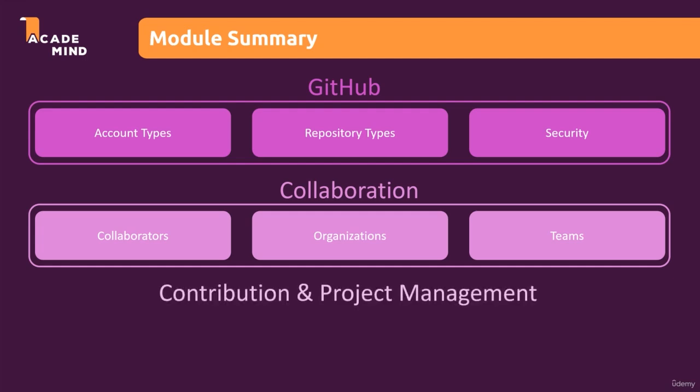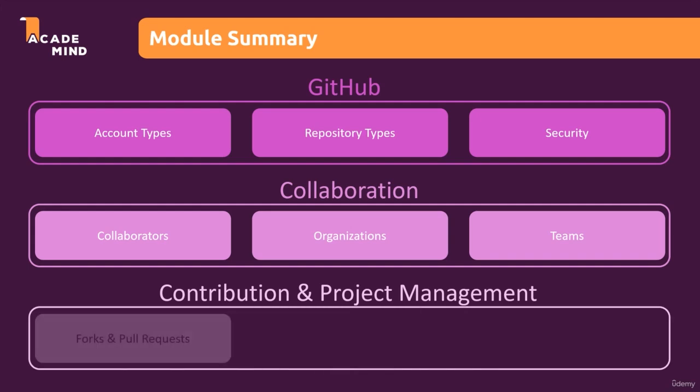Besides that, we also had a look at contribution and project management. We learned that we can create so-called forks, so copies of a remote repository, and pull requests, which allow us, as people who are not collaborators, part of an organization, or part of a team, to even then contribute to a project by creating such a pull request, and by then requesting the owner of a repository to accept our changes and to merge these into his repository.